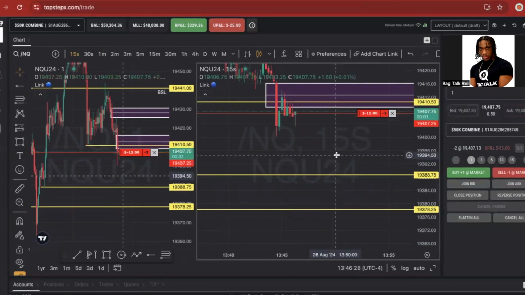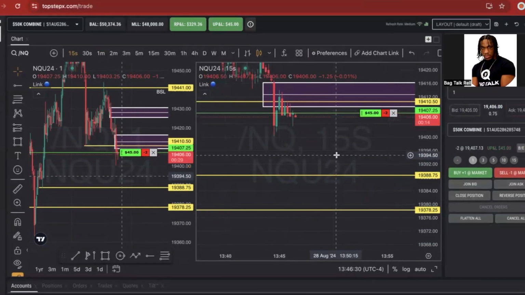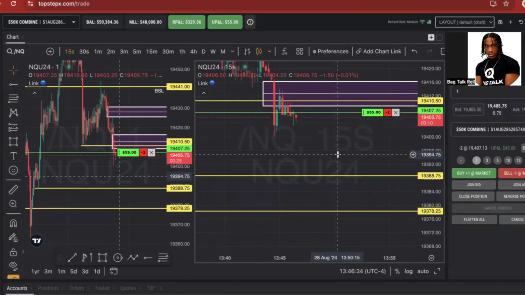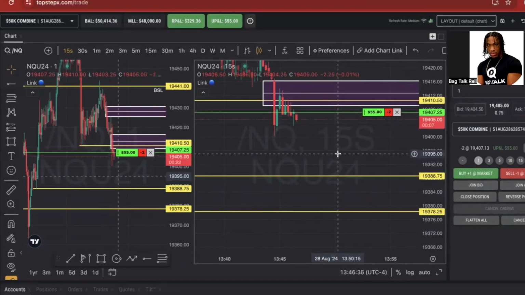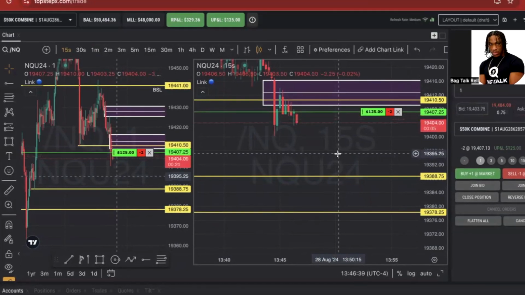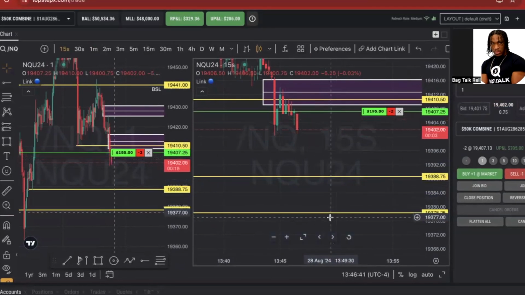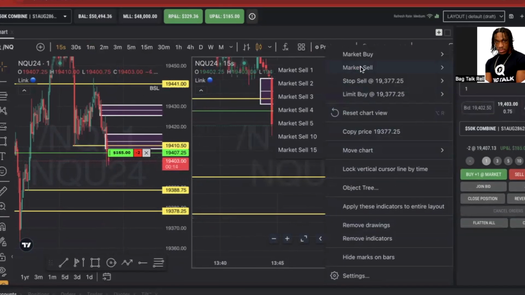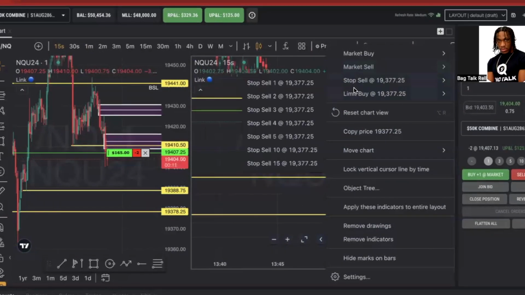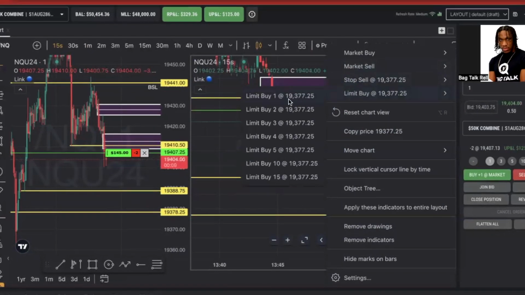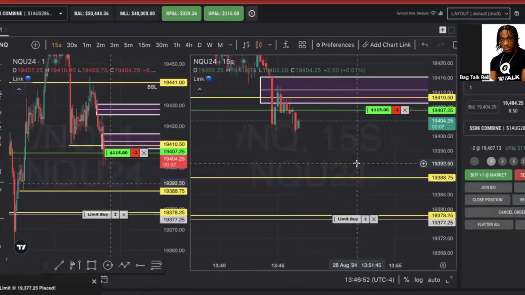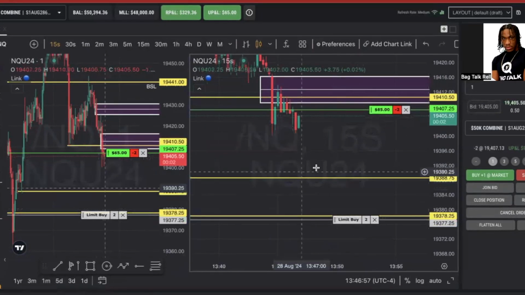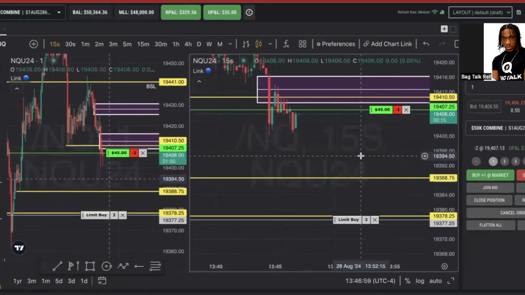So what I need is $1,200 more. That's 30 points, so that'll take us to right here. I'm gonna go ahead and set 2 limit buys right there. I'm hoping that this one play right here should be able to close us out for the day.